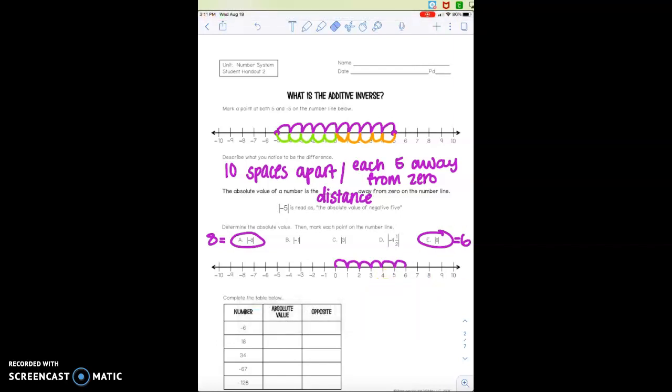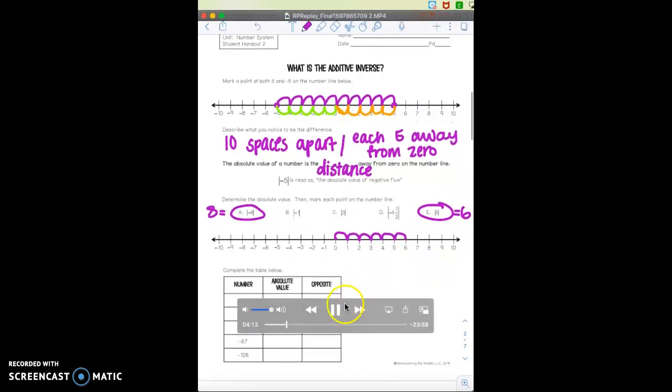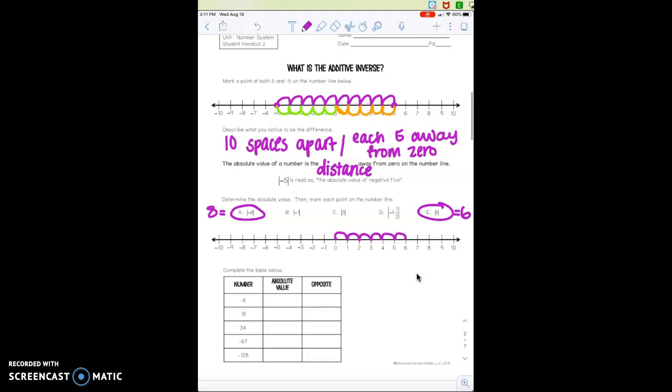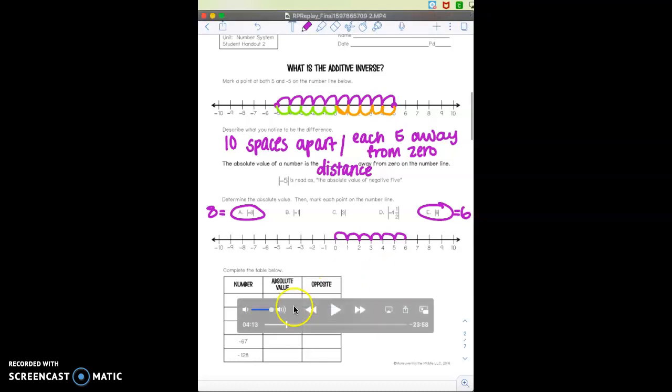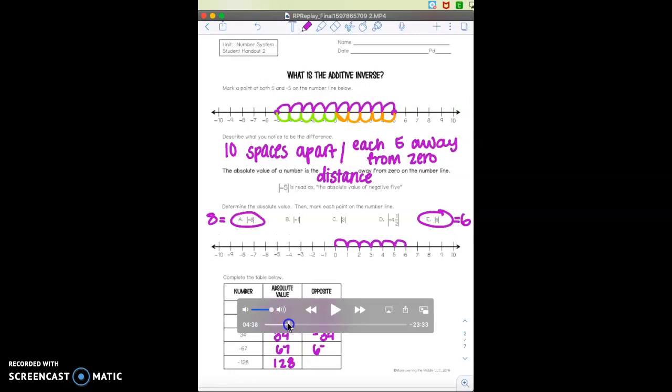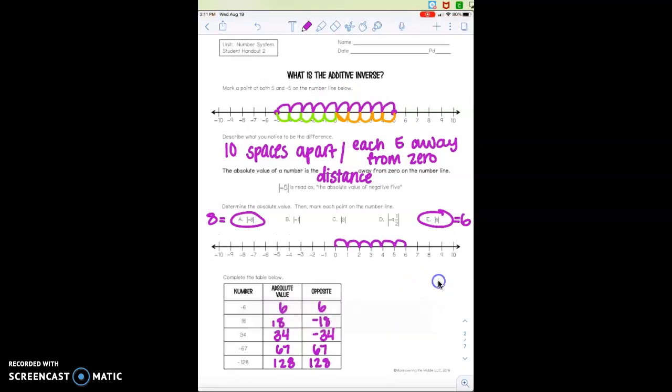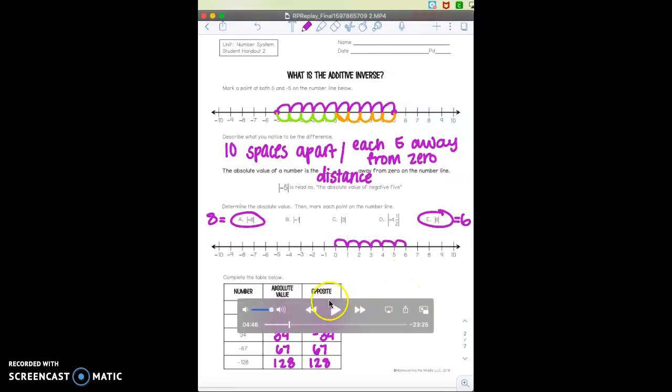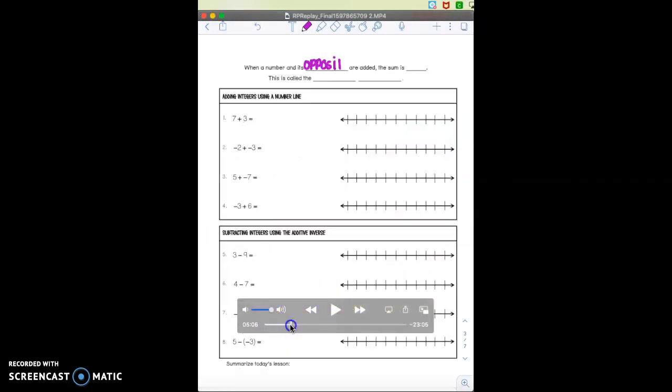So right now, I want you to pause the video, and you are going to fill in this table below and do all of the examples. You can copy down the table, or you can just do the number, the absolute value, and the opposite, whichever way works for you in your notebook. So I'm going to go ahead and show you those answers here. As you can see, there are your answers. Check it if you need to. And we're going to be moving on.